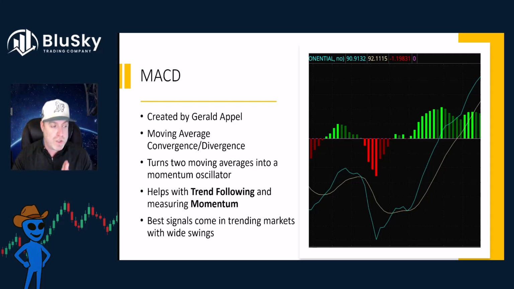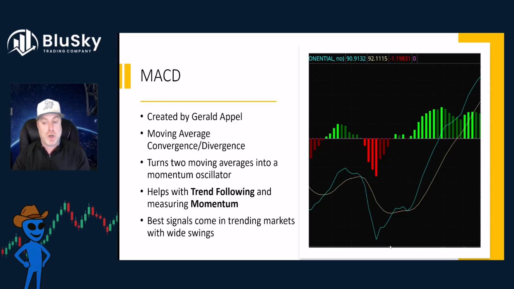MACD has two tradable signals on it, and I want everybody to write this down. The first one is called the hook. Everybody write "hook and cross." Write that phrase down. Hook, cross. That's the signal on MACD. When you get a hook, that's the first signal. When you get the cross, that's the confirmation.